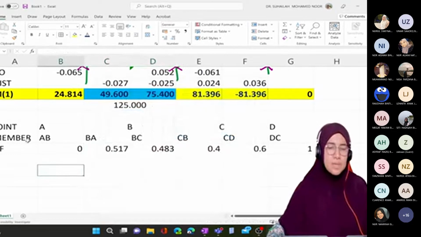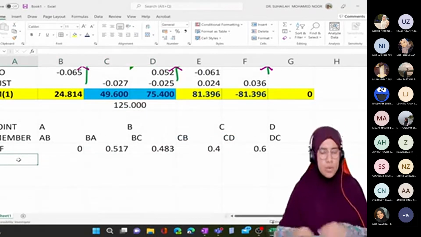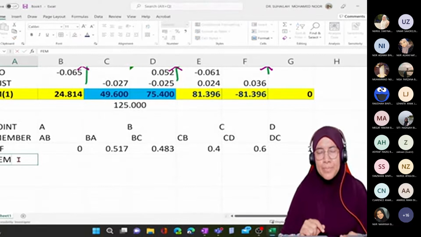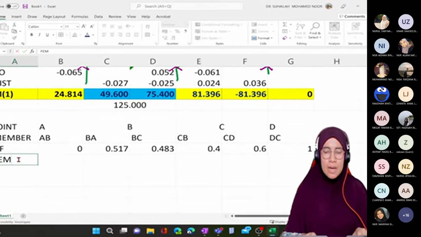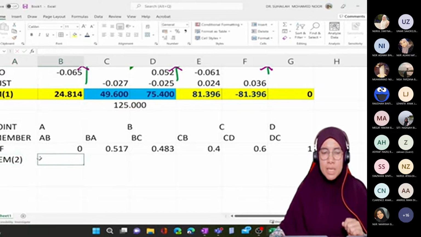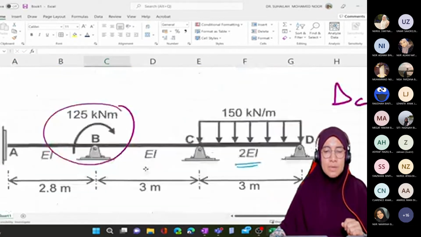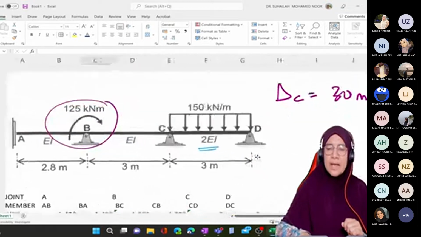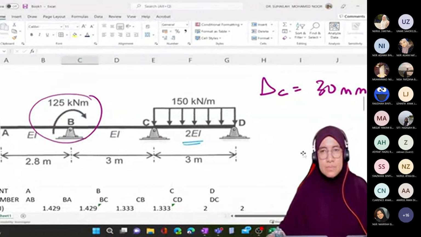Okay. Distribution factor. Now we will calculate FEM. FEM number 2 is for support settlement. Support settlement at C. There is 30 mm settlement at C, with a magnitude of 30 mm.